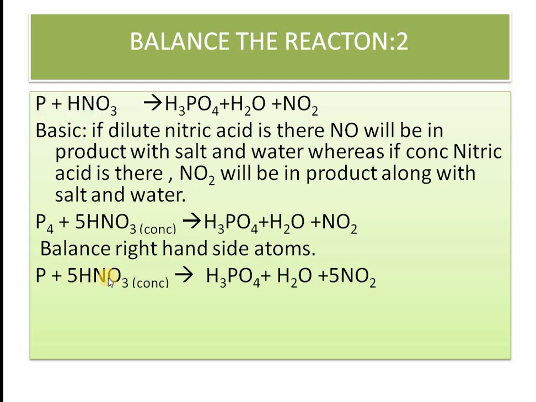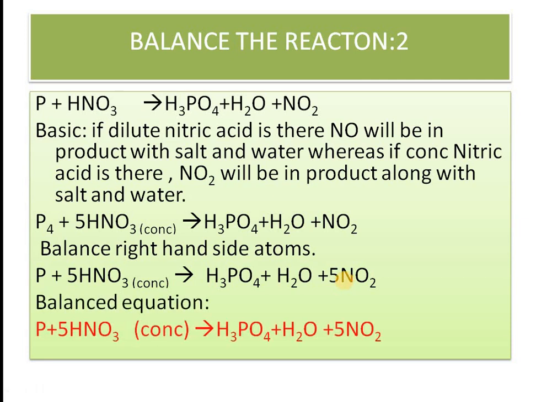Now you have to balance 5 nitrogen, so we have balanced 5 nitrogen here. Similarly, we balance oxygen and hydrogen at the last, and we automatically get the balanced equation. So for this type of equation, we have to see the valency of phosphorus, which is 5, multiplied by 5 HNO3, and the reaction is balanced.